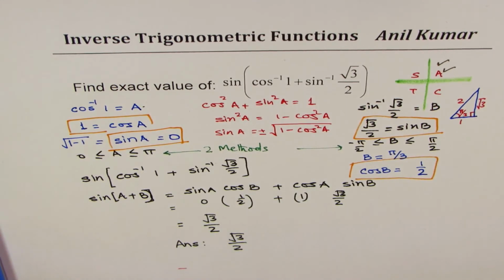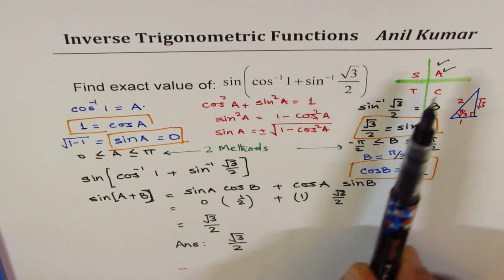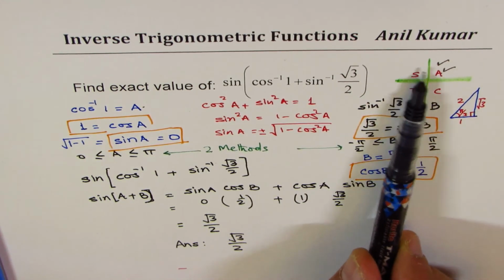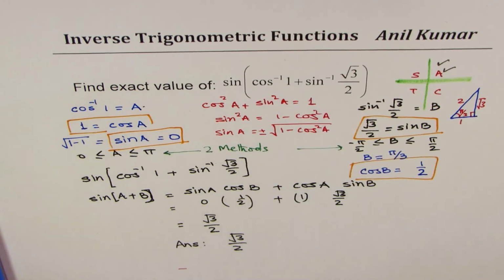I hope with these steps you understand now how to find such compound angles with inverse trigonometric functions. We have 3-4 examples in this series where we have taken this combination in different quadrants, so it could be in these quadrants with positive and negative values. That will provide you with the variety.